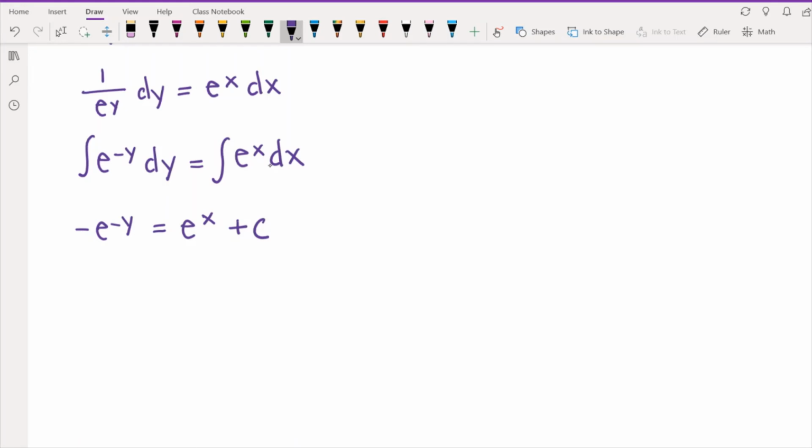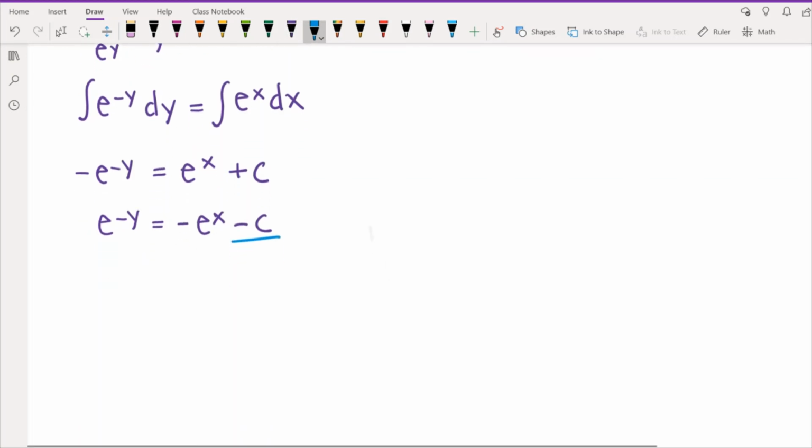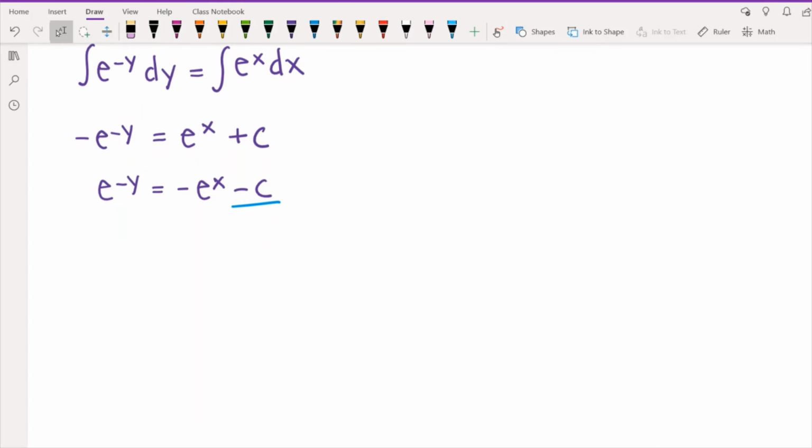Okay, so remember that we're trying to solve for y. So let's multiply both sides by -1 because that will make it a little easier for us to isolate y. So that would be e to the negative y is equal to negative e to the x plus d. We can call this minus c, or we can just call it something else in the next step. So maybe we can call this d instead of negative c. And so then how do you go about isolating y?